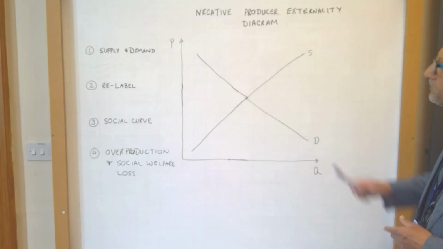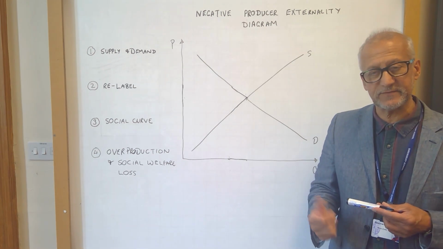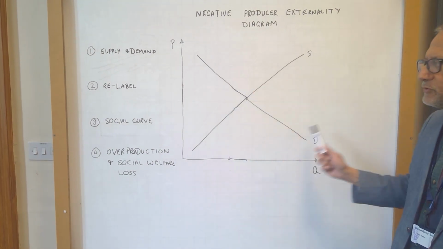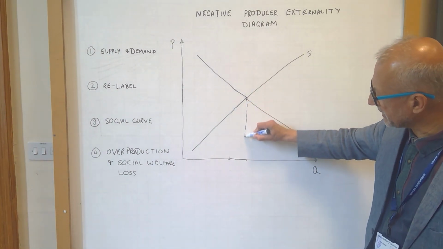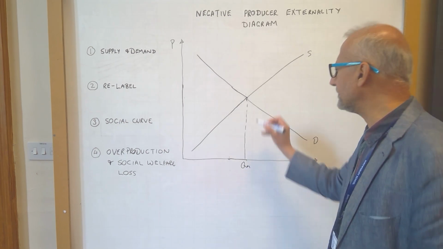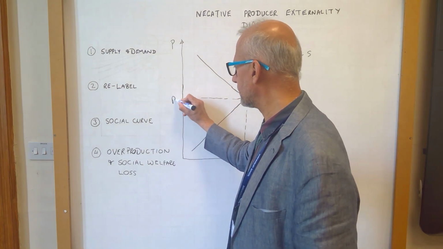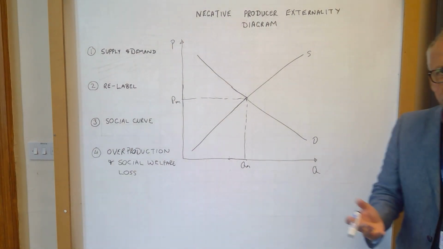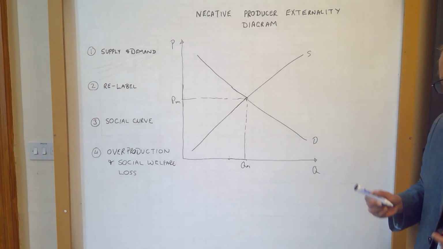Okay, here we go. I'm going to start first with a negative producer externality, and then I'm going to show you a negative consumer externality. Negative producer externality, I've drawn the supply and demand diagram in already. This is a market quantity M, and this is the market price M. Okay, so that's our starting point. Stage 1 done. Stage 2, we need to relabel them.